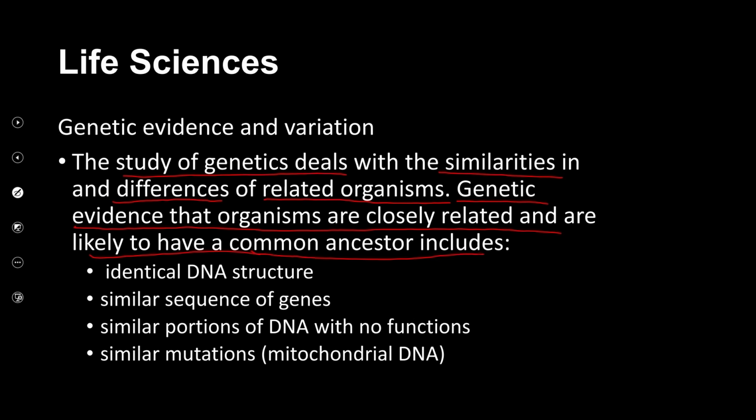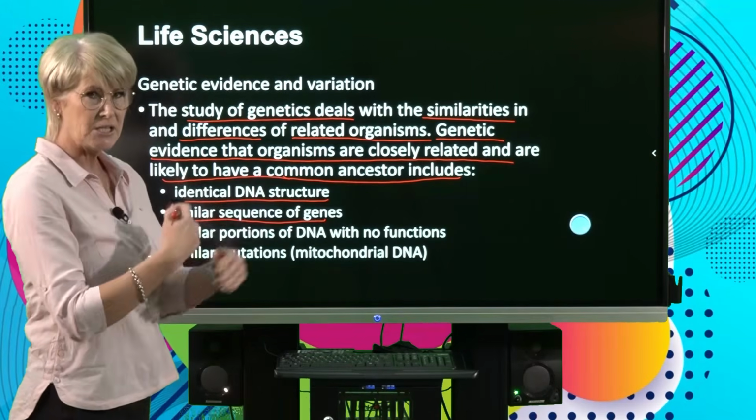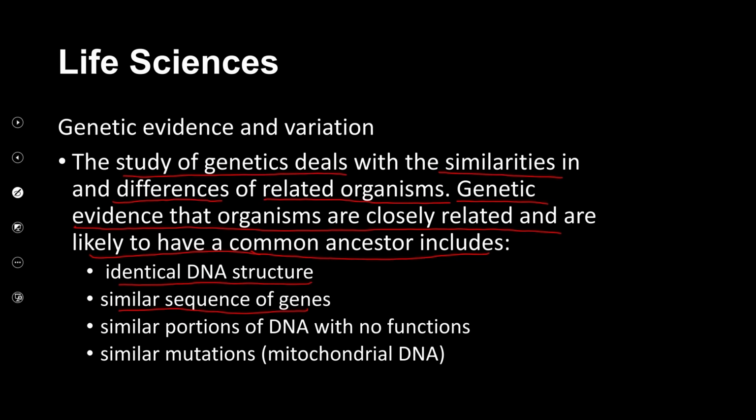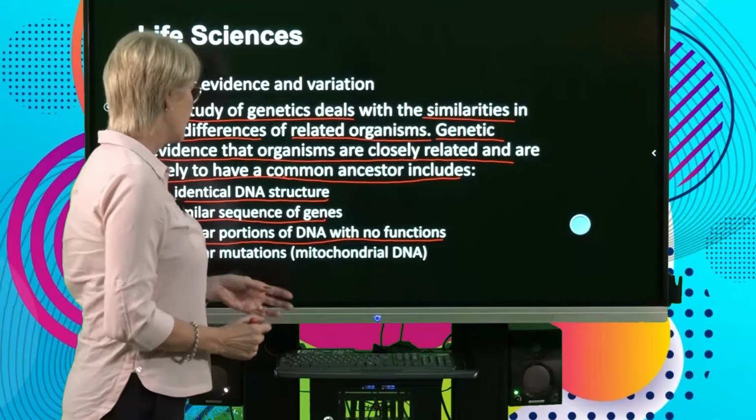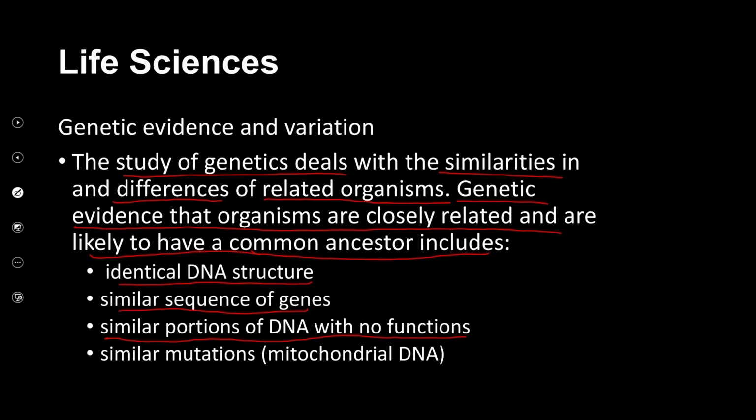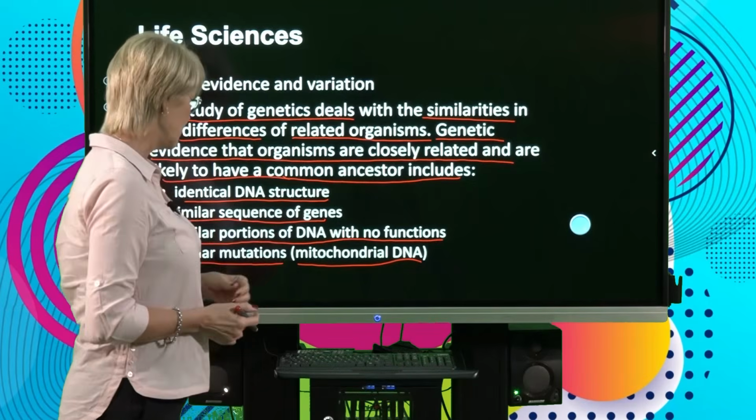Genetic evidence that organisms are closely related and are likely to have a common ancestor includes identical DNA structure and a similar sequence of the genes. In other words, the order in which their genes are found would be similar. Also similar portions of DNA with no function, that junk DNA that we learnt about when we studied DNA, which doesn't actually code for a gene. And then similar mutations. Particularly we look at mitochondrial DNA because mutations occur in mitochondrial DNA a lot quicker, and it's quite easy to see them.